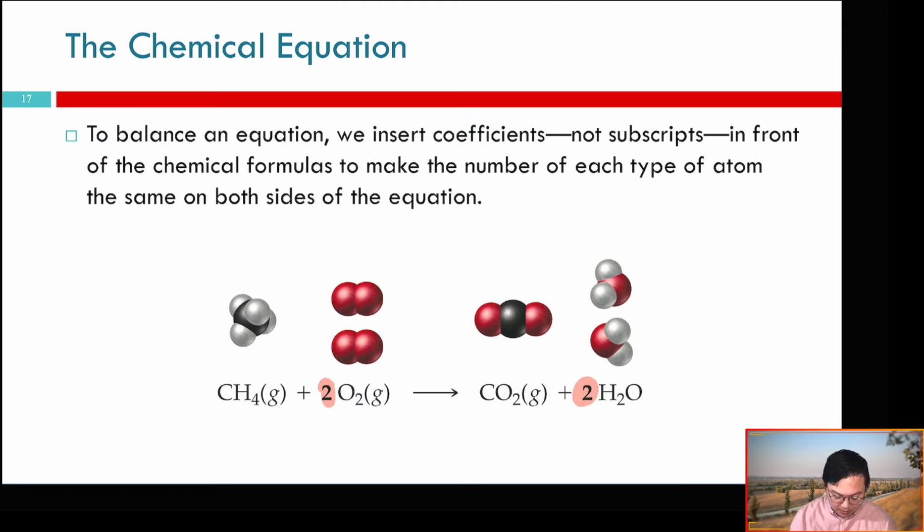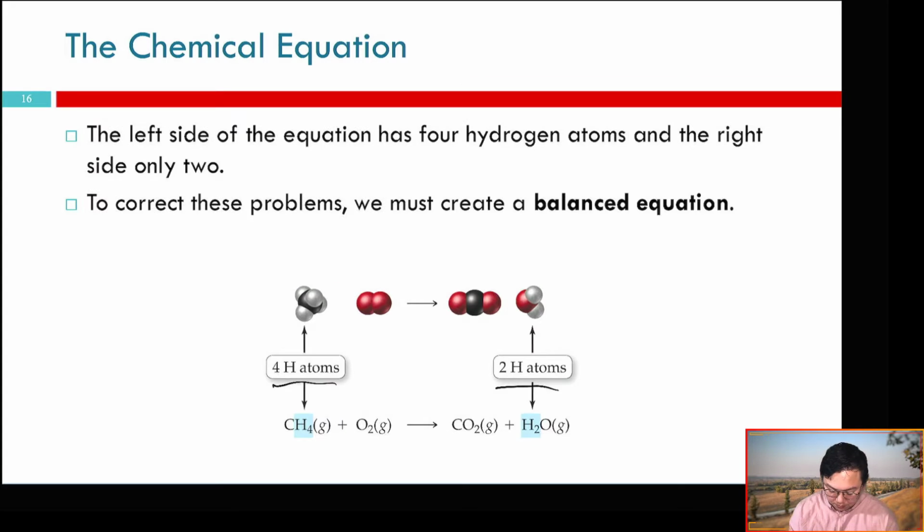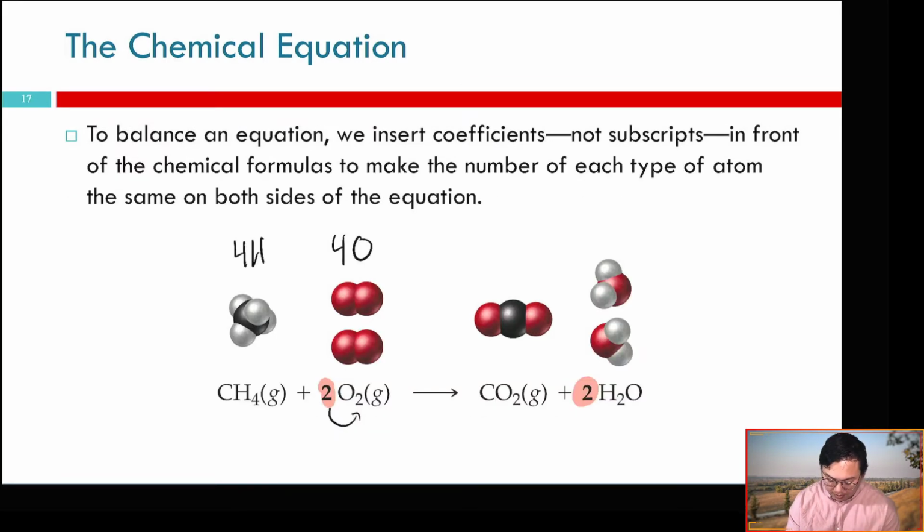So now we got 4 hydrogens over here, and we have 4 oxygens, right? Because 2 times O2 gives us 4. And then on the right side now, we have 1, 2, 3, 4 oxygens. And then we have, I should do this in a different color, 1, 2, 3, 4 hydrogens.